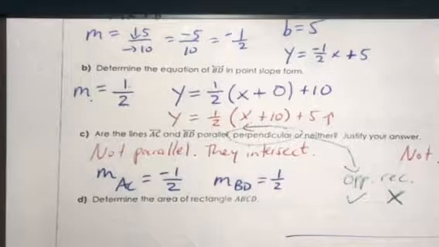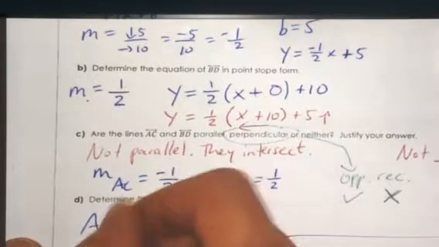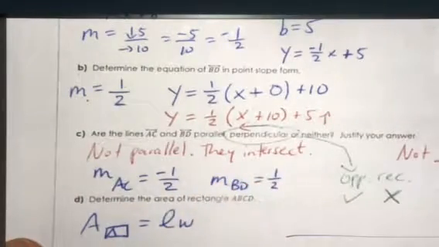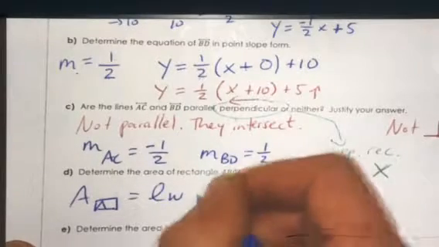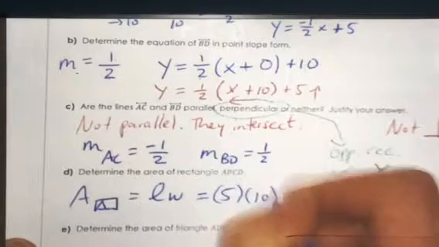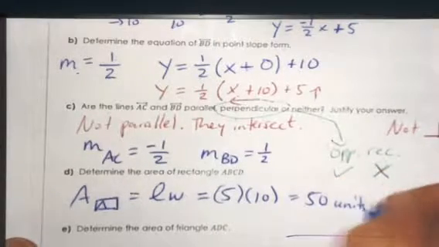Okay, determine the area of ABCD. So we've got the area of a rectangle equals length times width. And our length is 5. Our width is 10. So this is 50 square units.